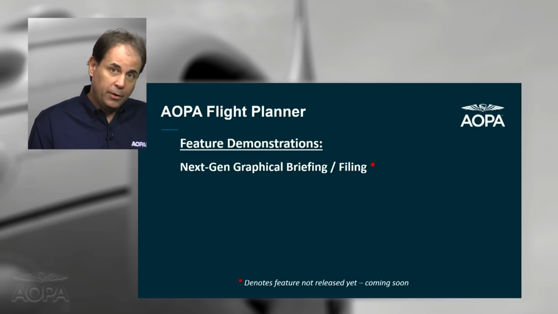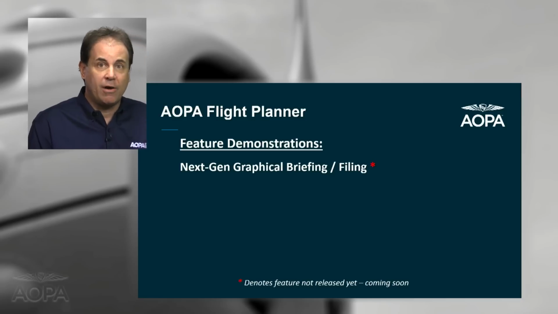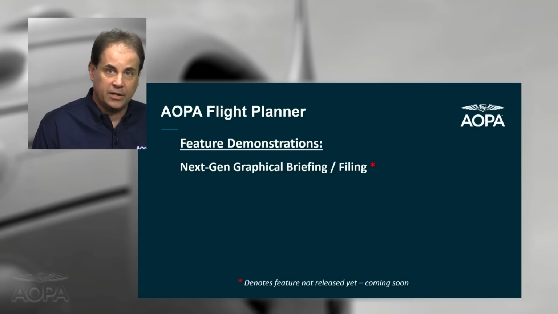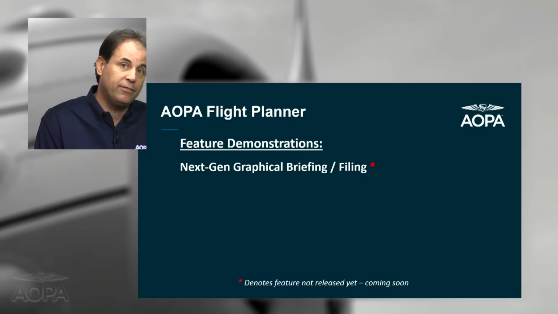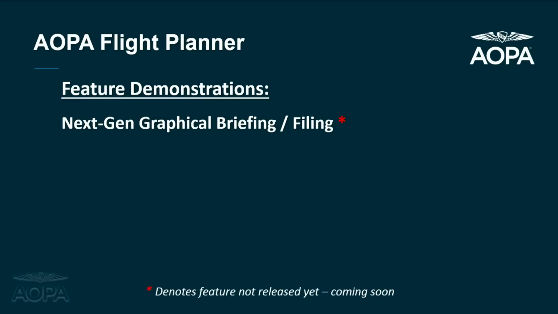So we are building what we're calling the next gen graphical briefing and filing, so that you're going to have two options now in the flight planner. You'll be able to either get your briefs and file through CSRA, or you'll be able to go through Leidos. This is the one that's a little bit closer, and you can see the little red asterisk there on the screen. Just to reiterate, there are two features that are coming soon. We do not have them in the public or production version of the product.